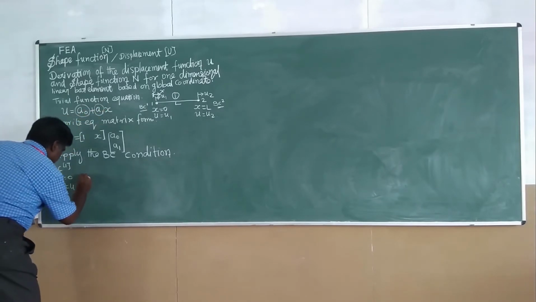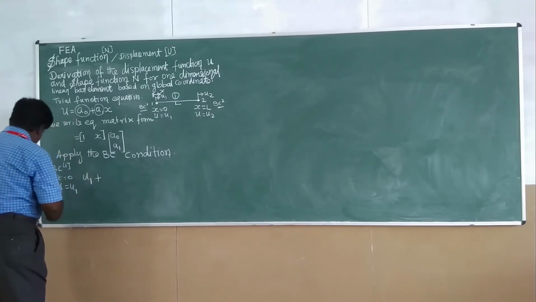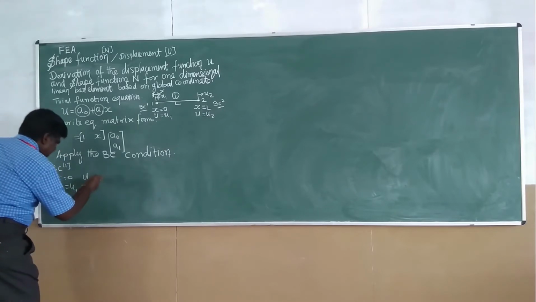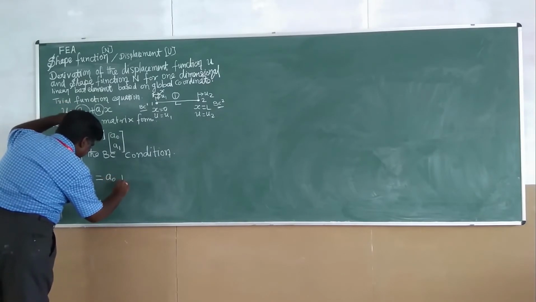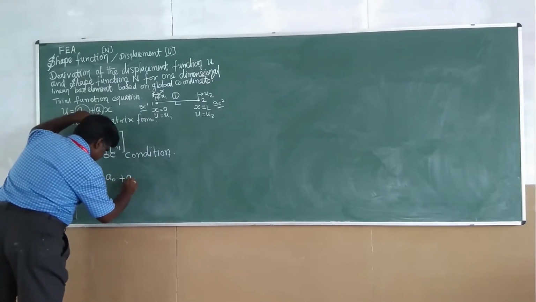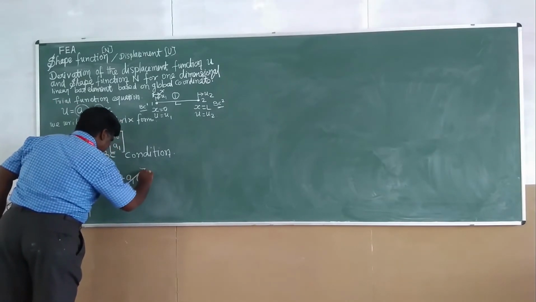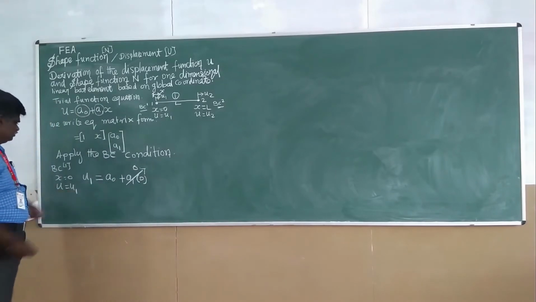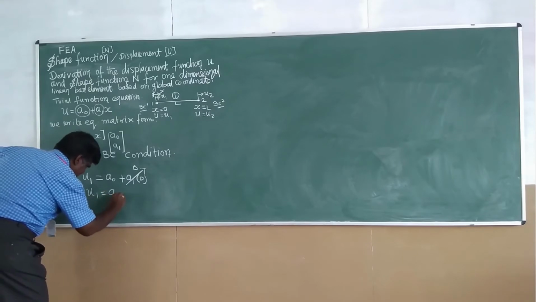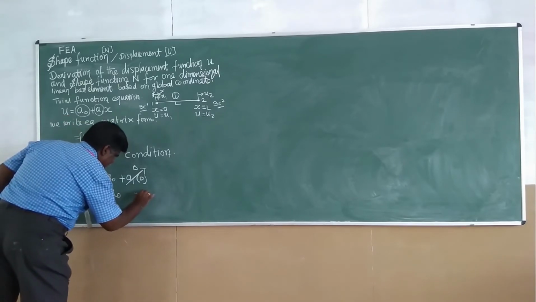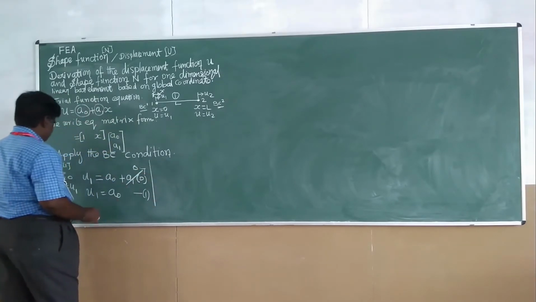So u1 equal to a0, the same a0 will come, plus a1 x, with x equal to 0. So this term will be 0. Based on the boundary condition we are taking one equation: equation number 1. Then the next boundary condition 2.